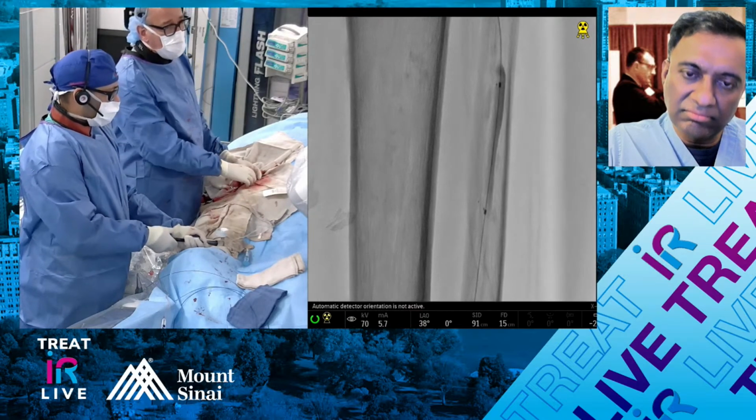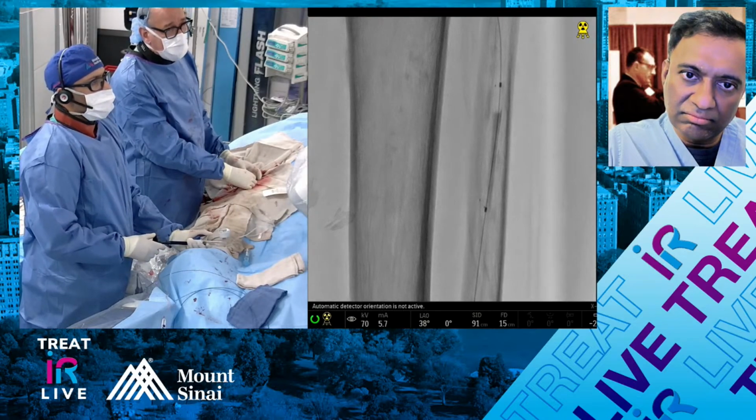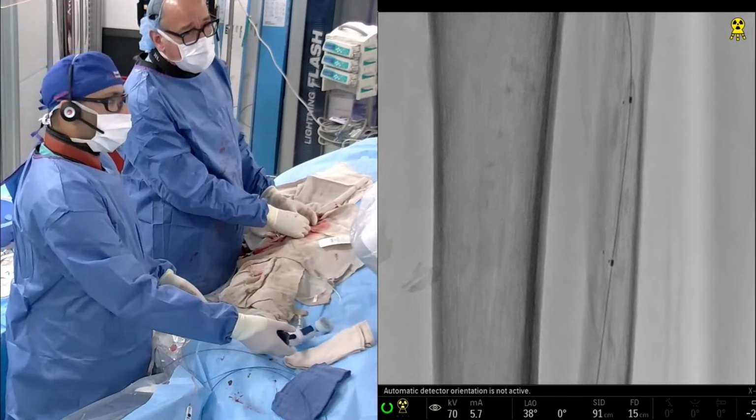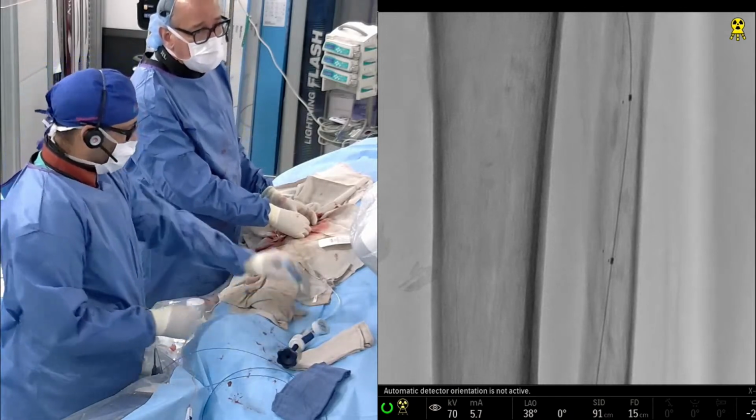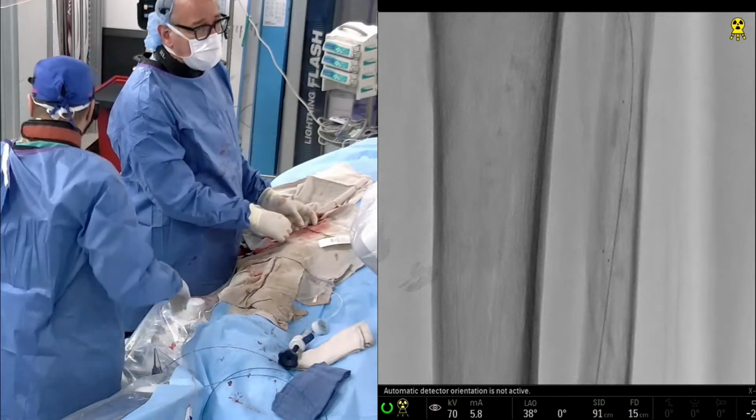We can take it down now. Again, if you look at the fluoroscopic image down on the bottom, you see there's probably 2 to 3 millimeters of overlap between those 2 platinum markers. And for me, that makes me happy. I'm pretty satisfied with that.